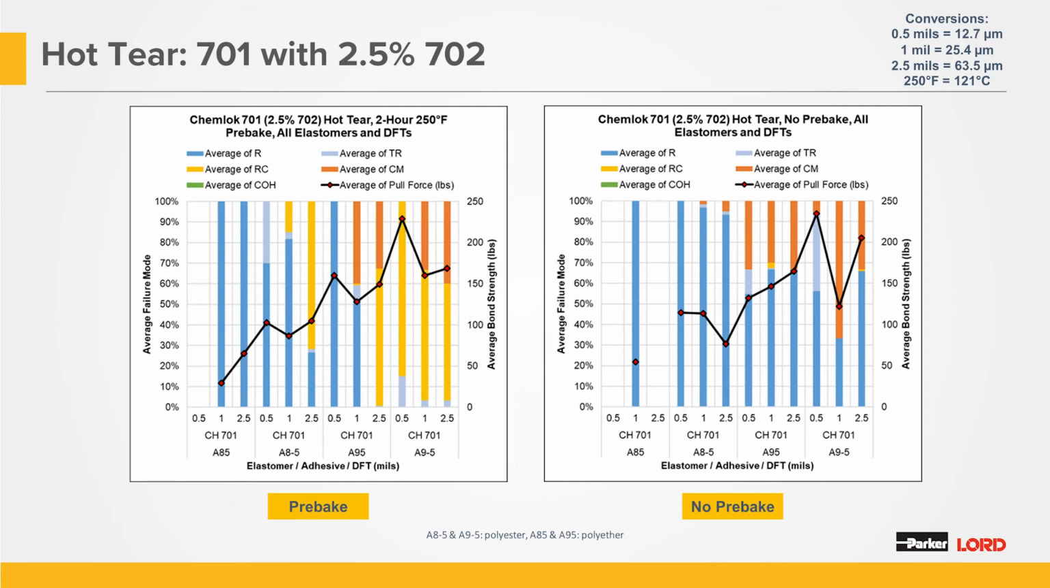For both pre-bake conditions, the average bond strength is generally higher for the stiffer compounds. The highest bond strengths, greater than 200 pounds per square inch, are observed with the A9-5 polyester-based urethane. And generally speaking, the half mil dry film thickness condition yielded the highest bond strength for this data set.